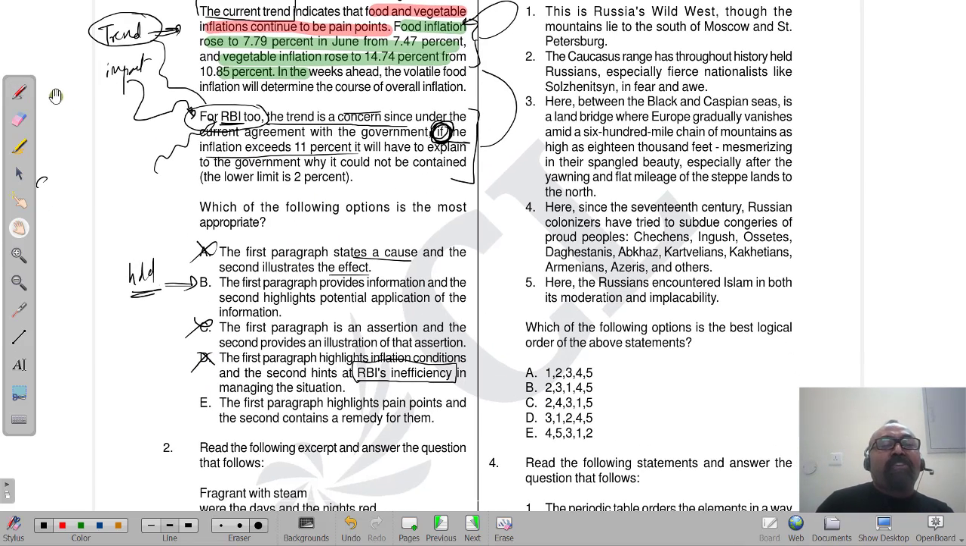Let's look at E. The first paragraph highlights pain points, and the second contains a remedy of it. There is no solution being mentioned. There is no problem-solution structure. The answer choice is B.